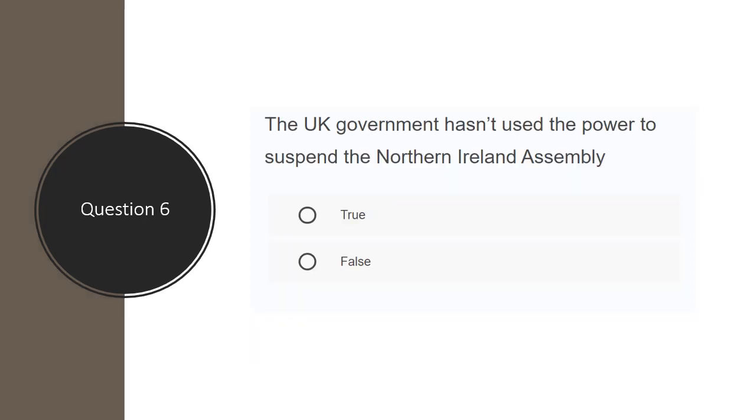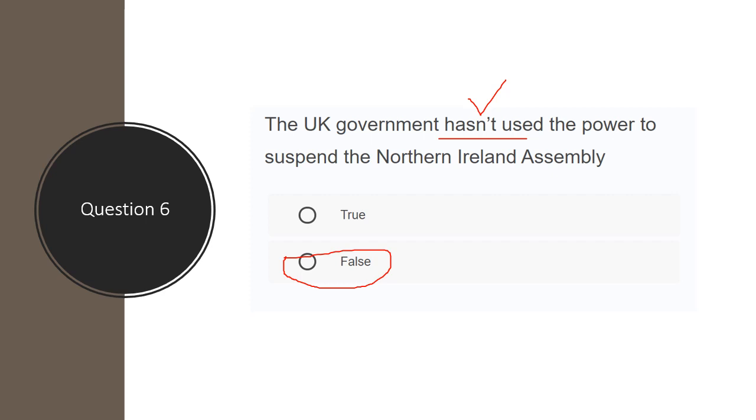The next one is a typical example of a question which has got a negative in it. The UK government hasn't used the power to suspend the Northern Ireland Assembly. Now, this is a typical negative question which makes life difficult. The UK has suspended the Northern Ireland Assembly multiple times. So that is the fact. And it says the UK hasn't used that. So that means it is wrong. See that this time something which is false is your true answer. So that's how it makes it difficult.